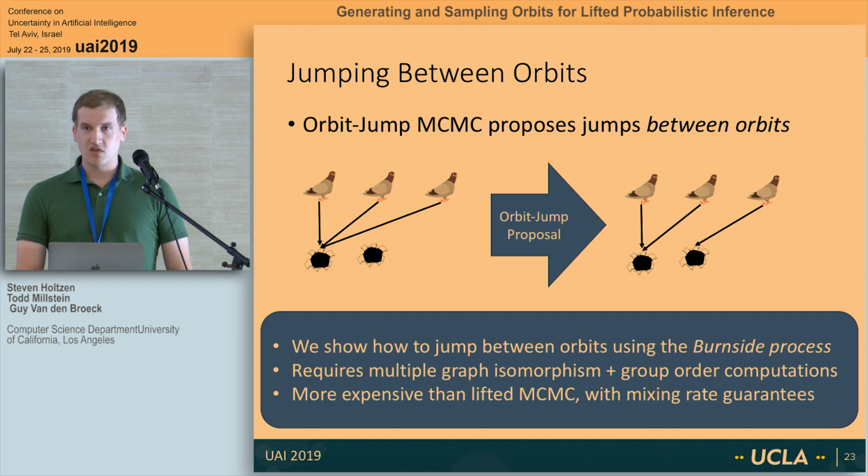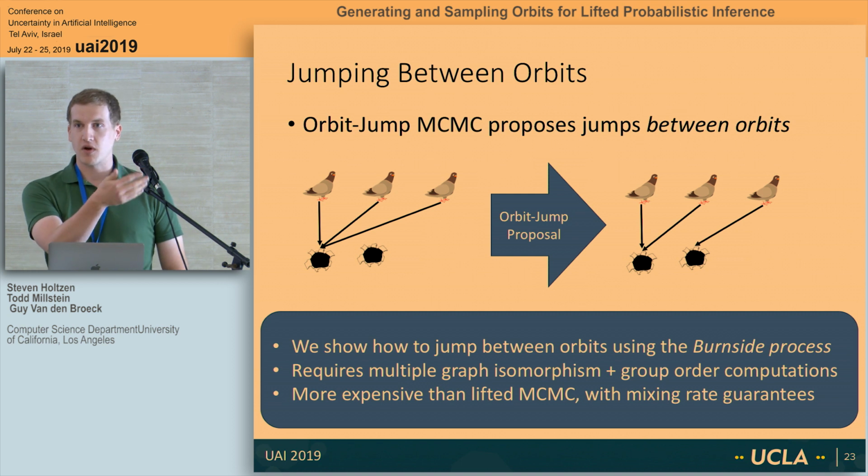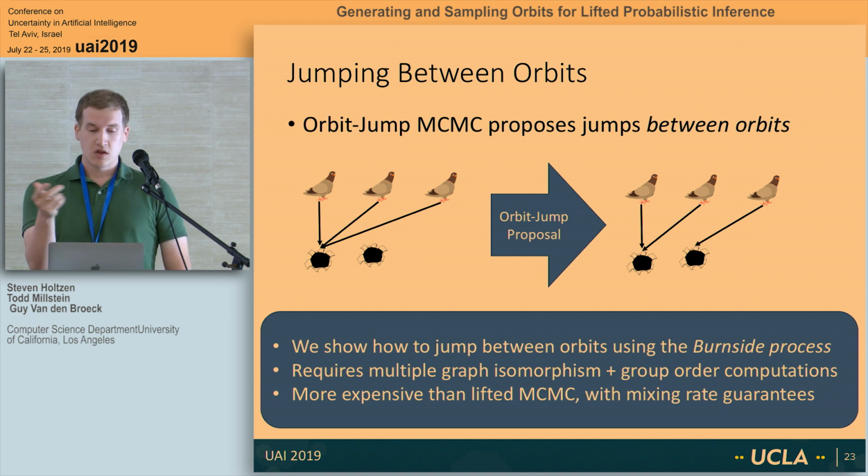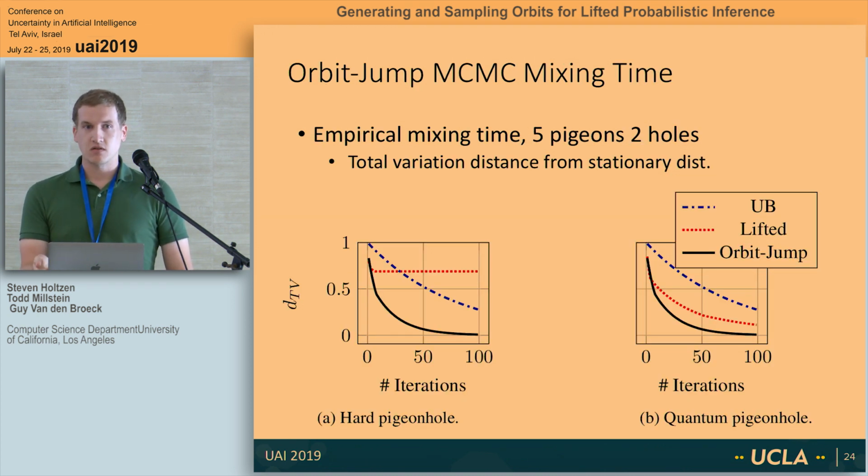We show how to do this using something called the Burnside process. And we show that it requires multiple graph isomorphism and group order computations. You have to compute the number of configurations in an orbit, which I showed you earlier requires some graph isomorphism and group theory calls. So this is going to be more expensive per step than lifted MCMC, which is very fast to do transitions in. But we're going to have some mixing time guarantees because the effective state space of our orbit jump MCMC algorithm is on the order of the number of orbits.